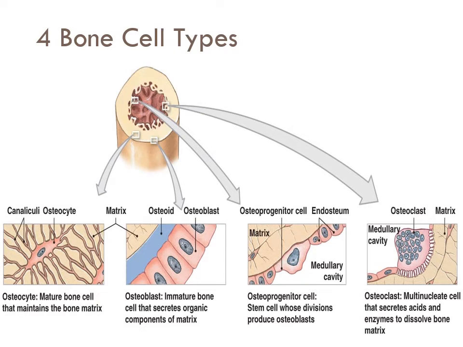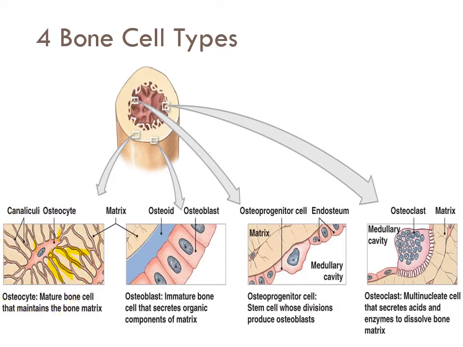We have 4 different types of cells that we're going to look at in depth when we're talking about bone. We talked a little bit about osteocytes. Here's a picture of an osteocyte. You can see that it is living in this little lacuna, which is a space within the bone. And then it has all of these little extensions that come off of it in these canaliculi. Those canaliculi are reaching out to connect one osteocyte to another osteocyte, or actually one osteocyte to many other osteocytes. These are the mature bone cells that maintain the bony matrix.